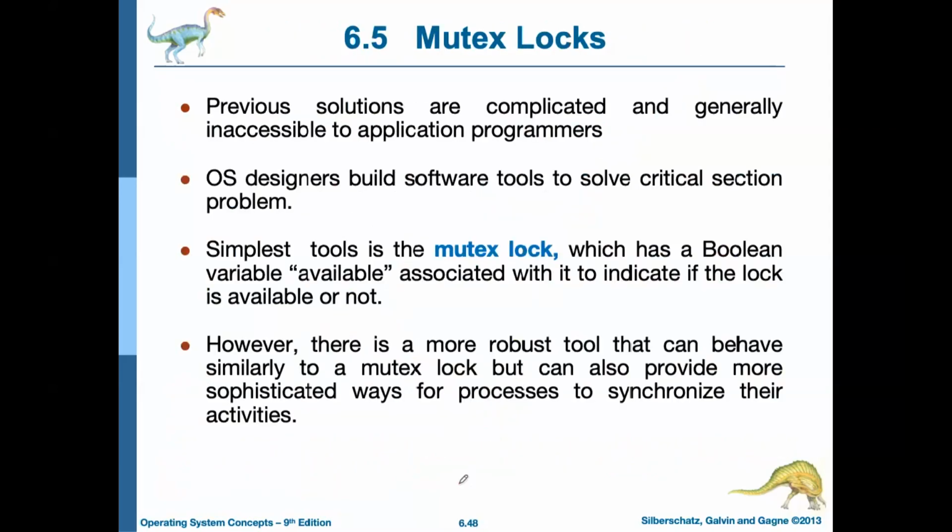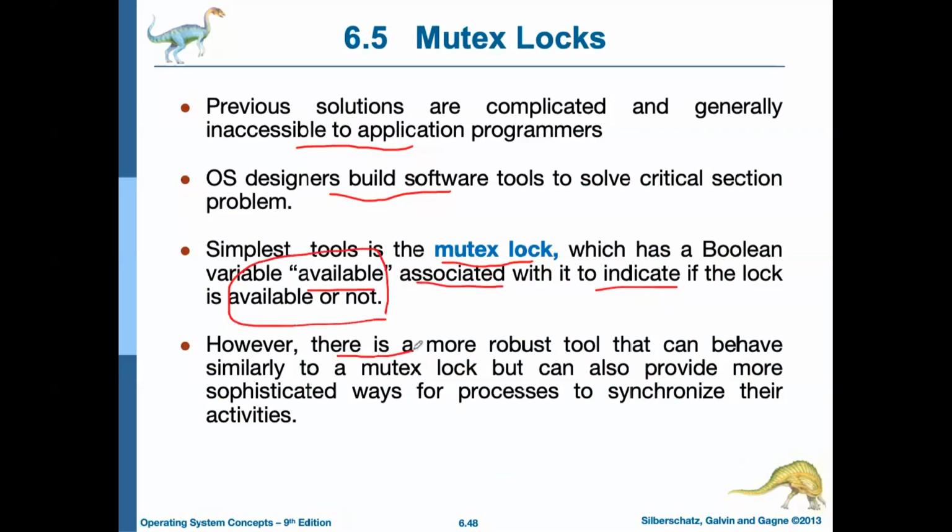Mutex locks. The previous solutions are complicated and generally inaccessible to application programmers. Whereas designers build software tools to solve the critical section problem. The simplest tool is the mutex lock, which has a Boolean variable initially set with a value associated with it to indicate if the lock is available or not.